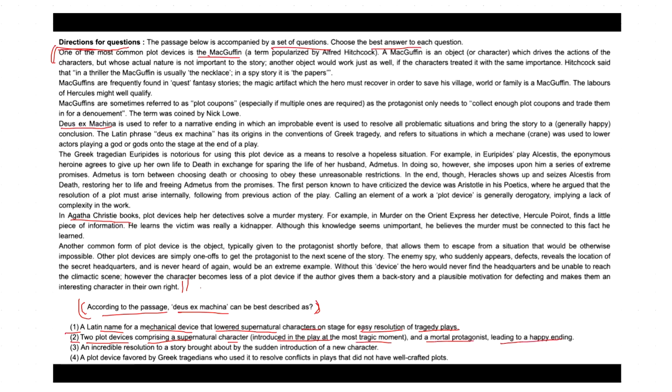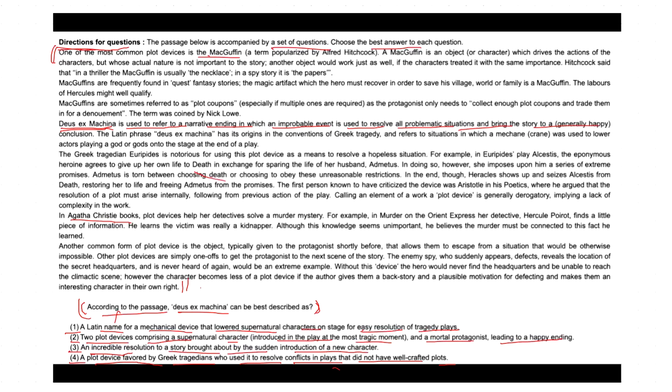Now, moving to the third option, it is an incredible resolution to a story, you can say, brought about by the sudden introduction of a new character. And the fourth option states a plot device supported by Greek tragedians who used it to resolve conflicts in plays that did not have well crafted plots. Now, according to the passage, Deus Ex Machina can be best described as what? So here we find in the fourth paragraph where it is stated that Deus Ex Machina is used to refer to a narrative ending in which an improbable event is used to resolve all problematic situations and bring the story to a generally happy conclusion, right?